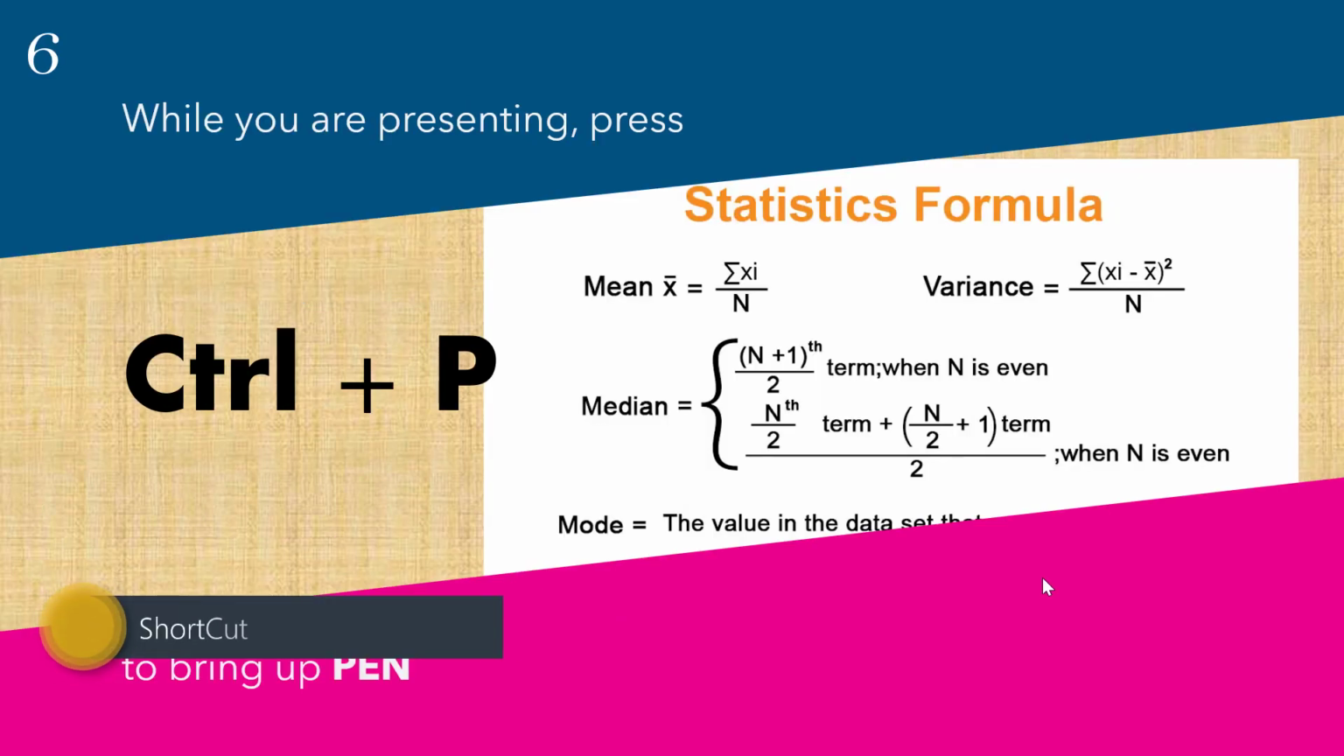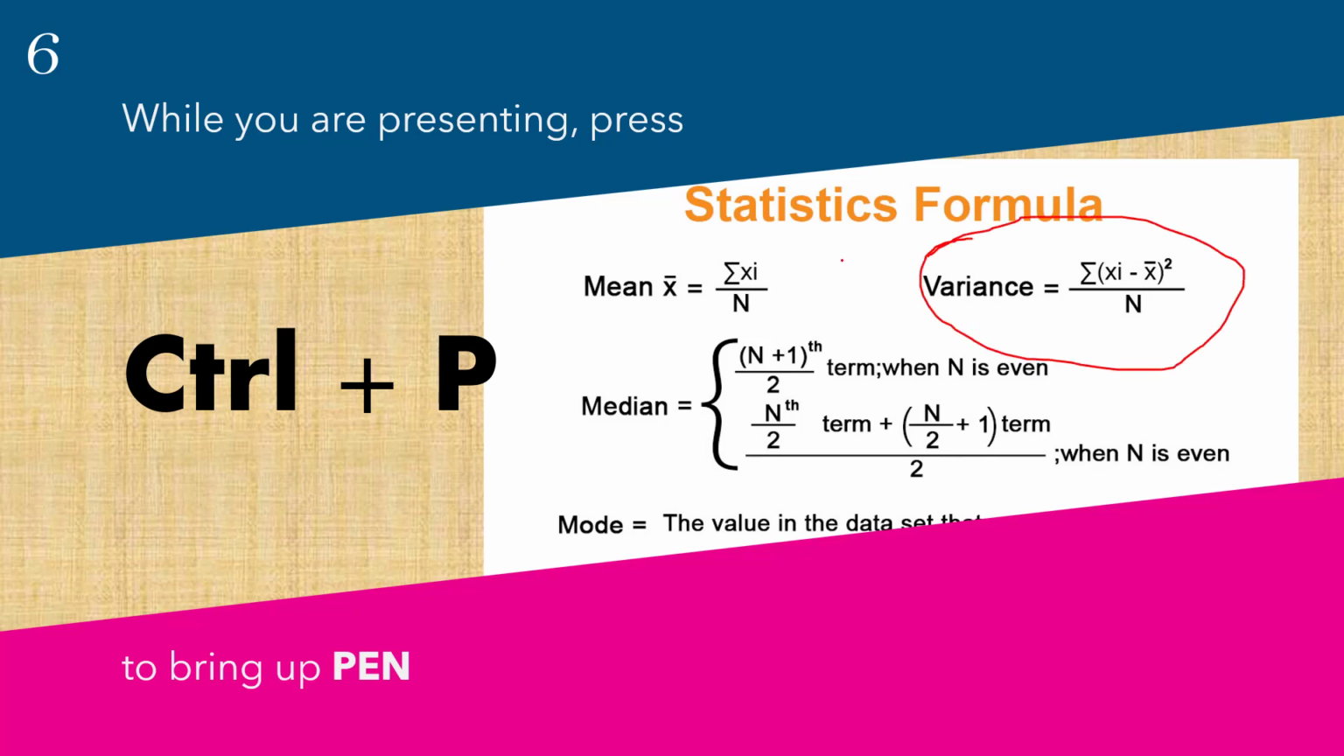Now, in my college days, I used to present my projects, and in those I had lots of formulas to present. At that time, it was very hard to highlight a formula. So let us say I want to highlight this formula of variance. I'll press Ctrl P to bring in the pen, and then I will highlight this variance formula by circling it like this. Let us say I want to highlight the mean as well. So I'll circle this mean formula as well. So to bring in this pen, we just have to press Ctrl P.